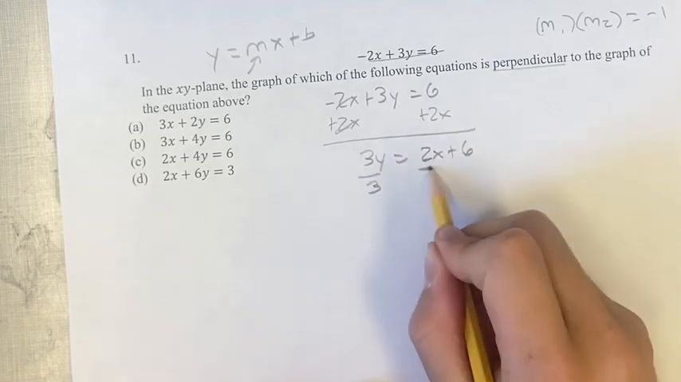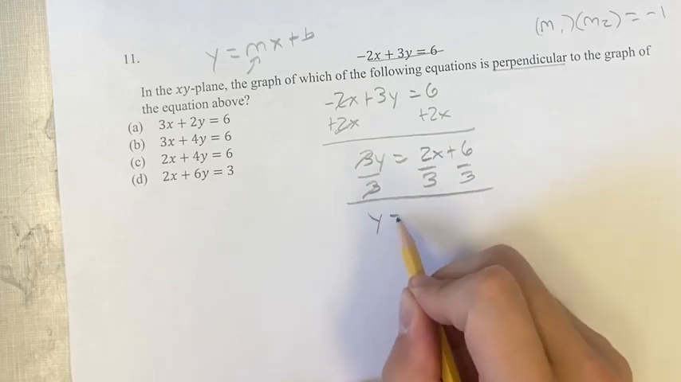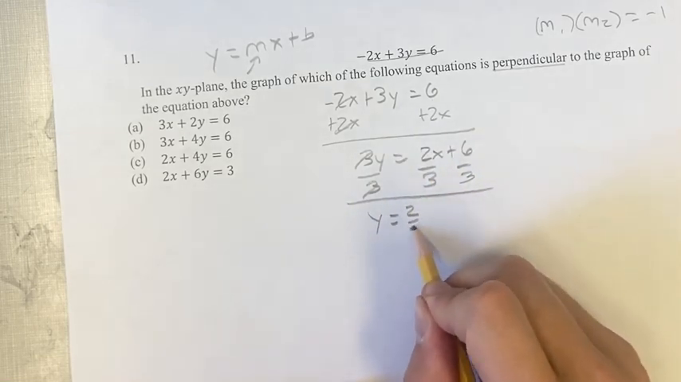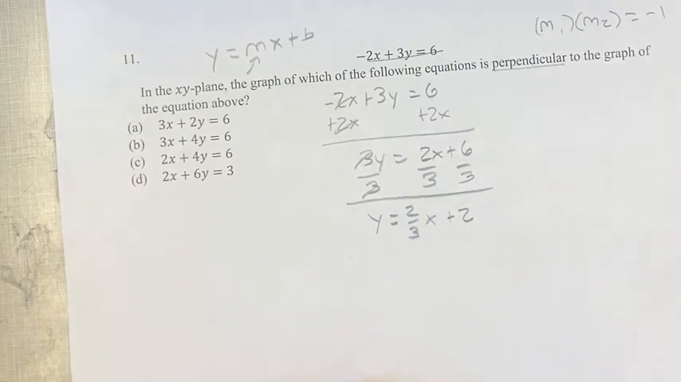And if we divide everything by 3 to get y alone, these will cancel, and we get y equals 2/3 x plus 6/3, which is plus 2. What we're looking for here is the slope, which is 2/3.